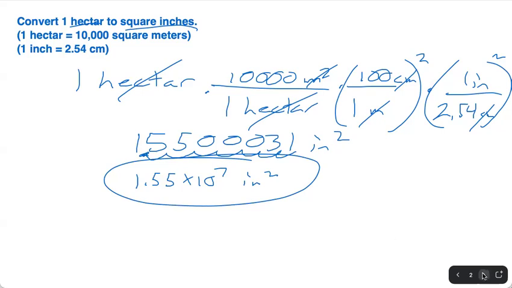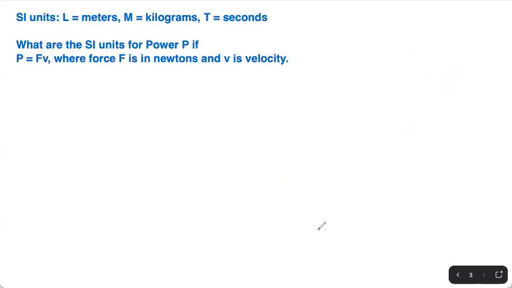Lastly, your standard international units, your SI units, are going to be meters, kilograms, and seconds. They're going to call it L for length for meters, M, which is mass, for kilograms, and then T, time, in seconds. So you might be asked something like, what are the standard units for power if power is force times velocity and force is in newtons? And you're going to be learning about all these different types as you progress in the course.